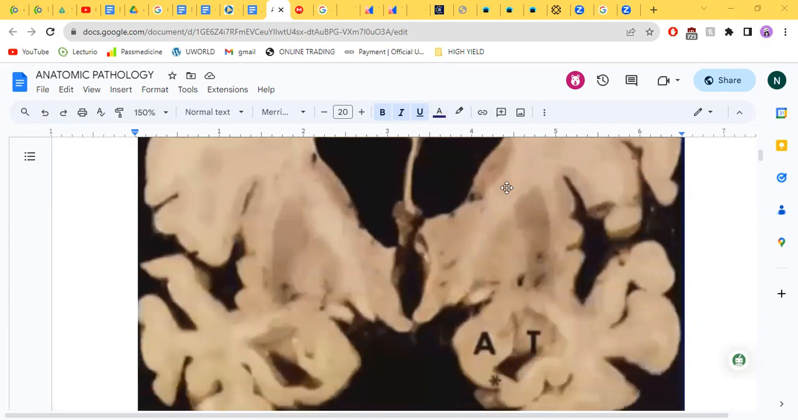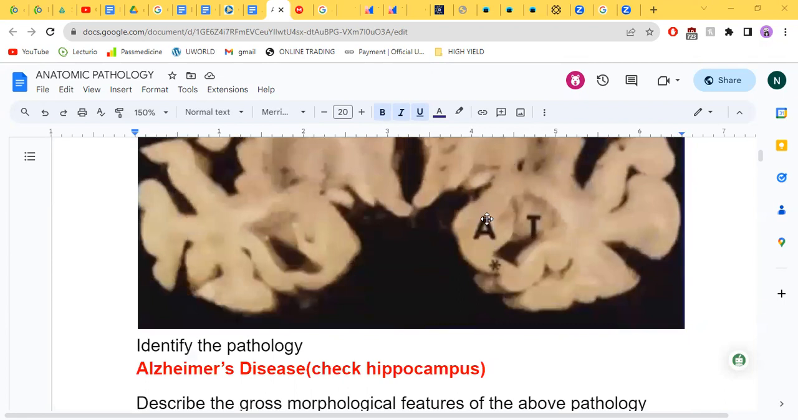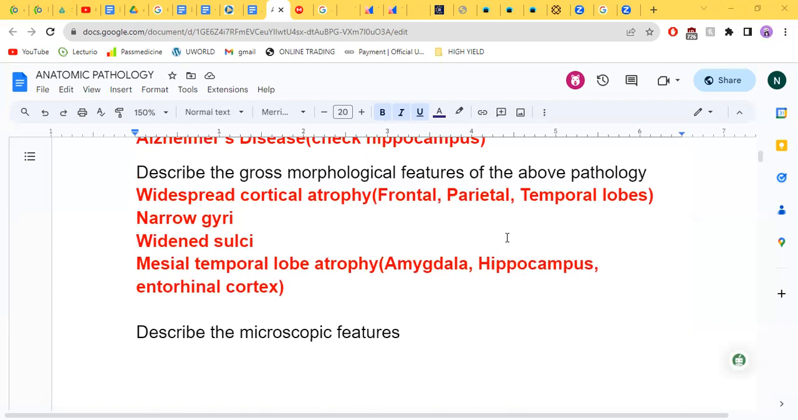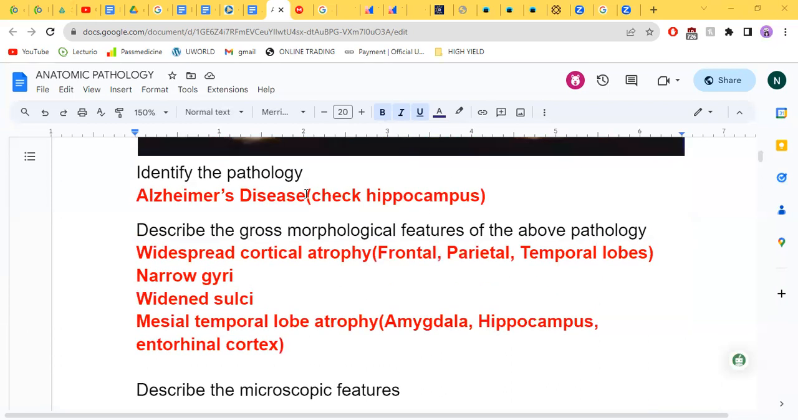Let's move down and see the diagnosis. So the diagnosis of these two pictures is Alzheimer's. Now, Alzheimer's is characterized by the narrowing of the gyri and widening of the sulci. And for this, it will be on all the lobes. I'm specifying all the lobes because we also have something that we call frontotemporal pathology.